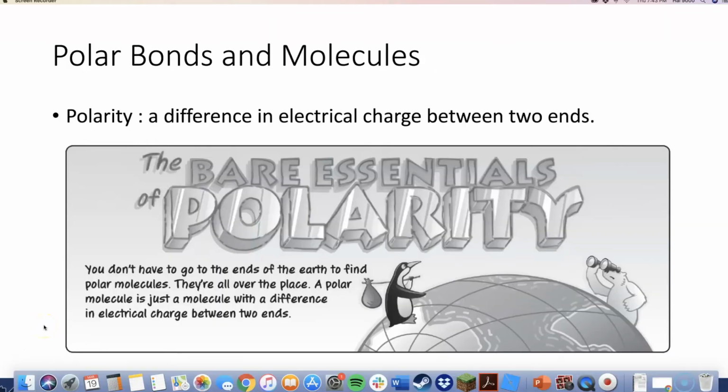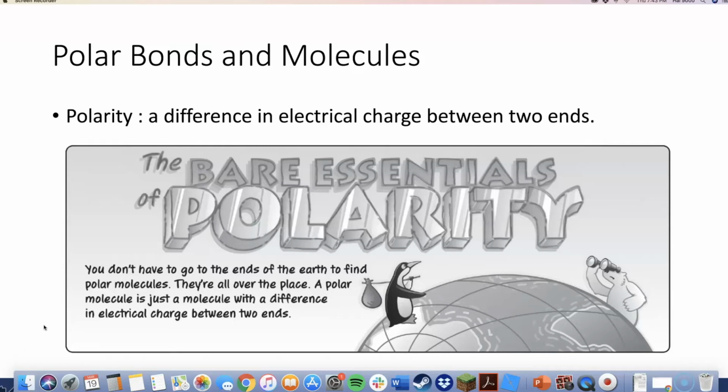All right, let's also consider polarity. So polarity is a difference in electrical charge between two ends of a molecule. So we first examined this through a comic that represented different atoms in a molecule as polar bears and penguins, and I think it's still a pretty good analogy.